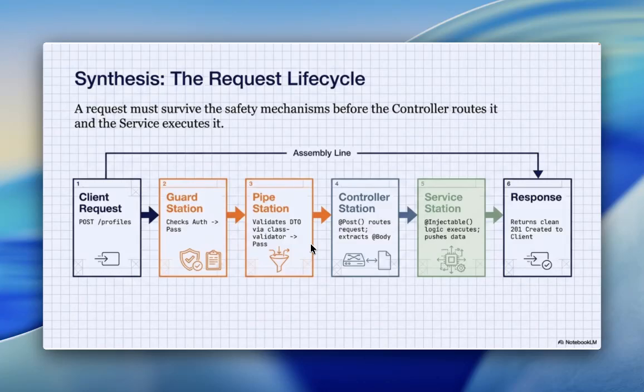Synthesis, the request lifecycle. A request must survive the safety mechanisms before the controller routes it and the service executes it. Client request: POST /profile. Guard station checks auth, pass. Pipe station validates the DTO via class-validator assembly line. Controller station, @Post route, request body extracted. Service station, @Injectable, logic executes, pushes data. Response returns a clean 201 Created to the client.